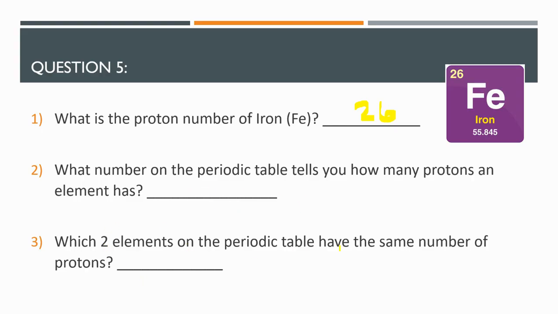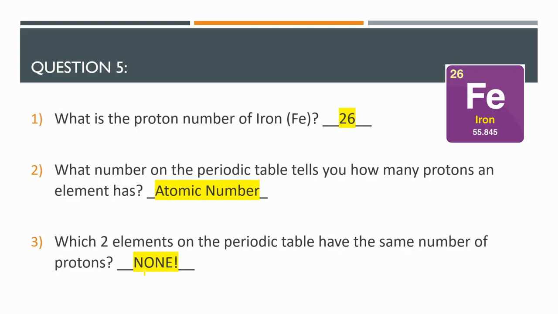And then which 2 elements on the periodic table have the same number of protons? Now, you should have a periodic table handy, and if you want to take a quick glance, you can, but just for time's sake, I'm going to go ahead and move forward. But protons determine what the element is. If the protons change, it's not the same element. So number 3, the answer is none, okay? Different numbers of protons equals different element.